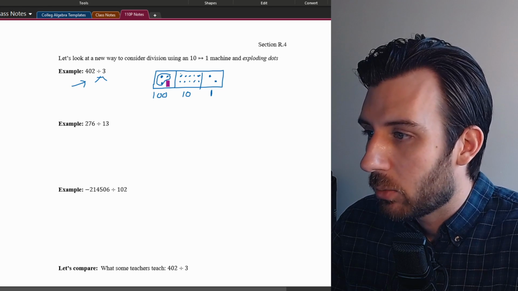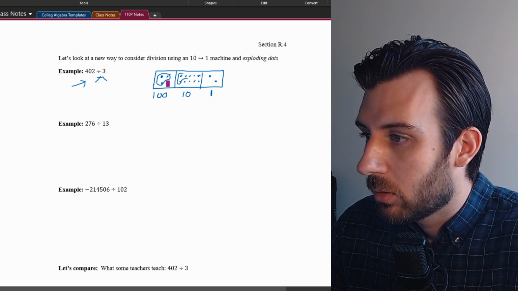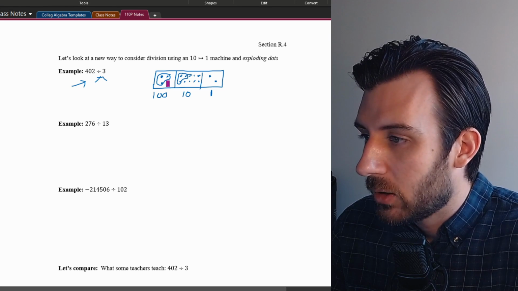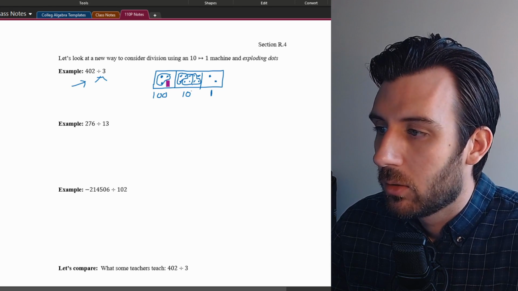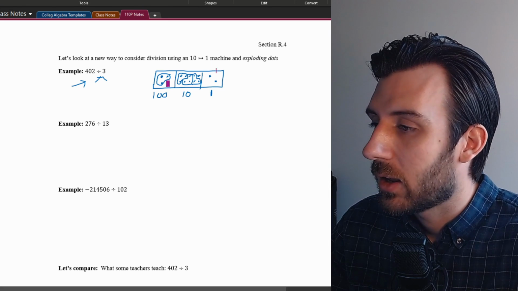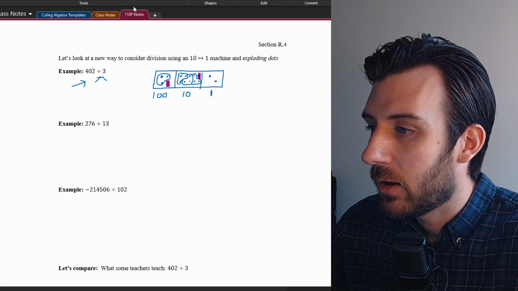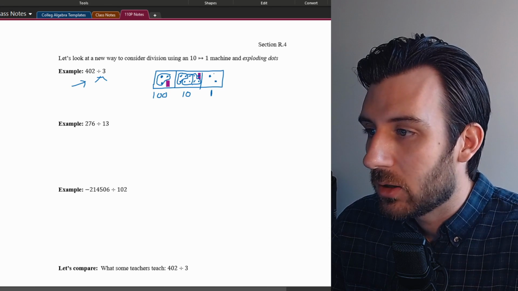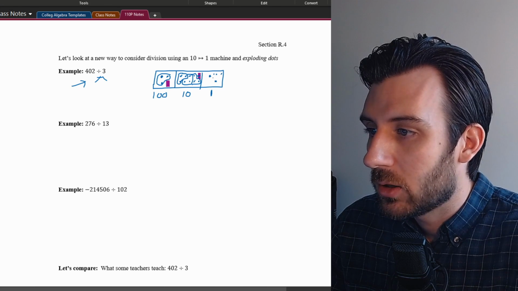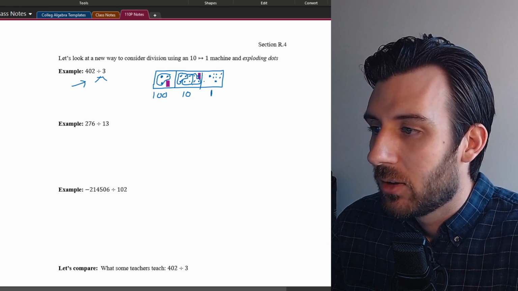Okay, good. So now I've still got my group, and I'm looking for groups of 3 because I'm dividing into 3. Here's a group of 3. Here's a group of 3. Here's a group of 3. And I have 1 left. So let's explode it again, in the other category. So 1, 2, 3, 4, 5, 6, 7, 8, 9, and 10.